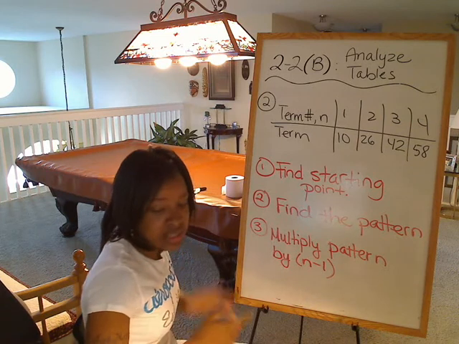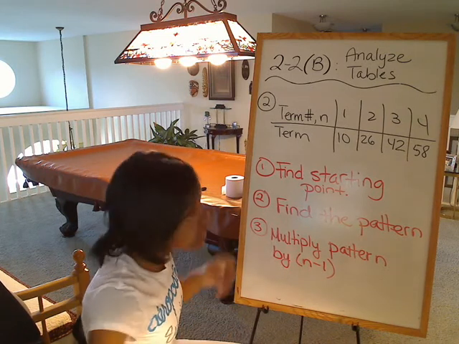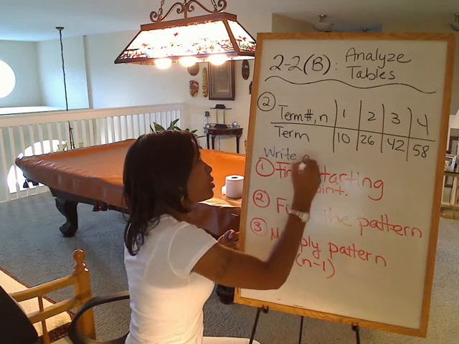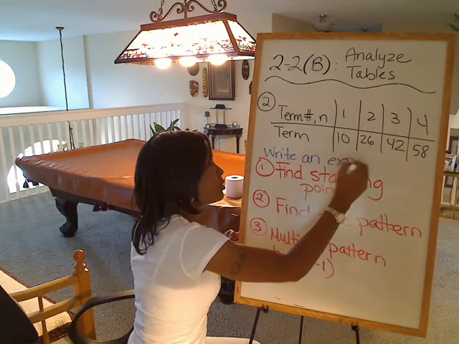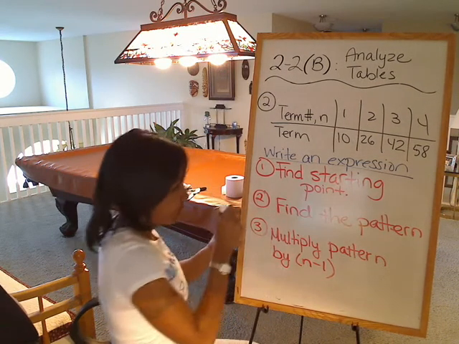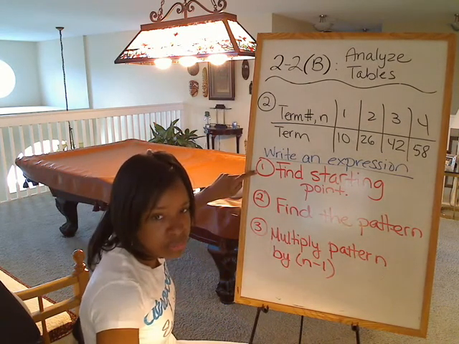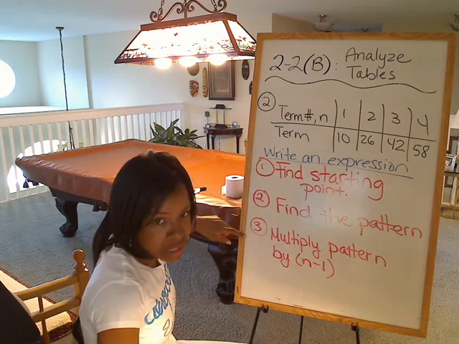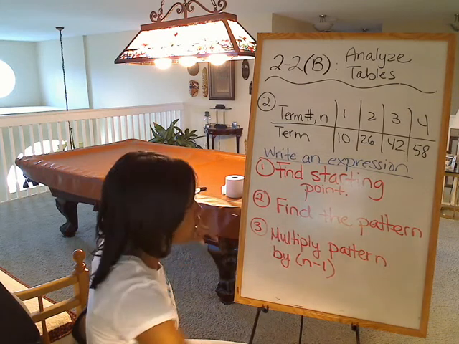This is how to write an expression using these tables that they give us. To write an expression, you're going to find the starting point, find the pattern, multiply the pattern by n minus 1. Okay, so now I'm going to erase it.